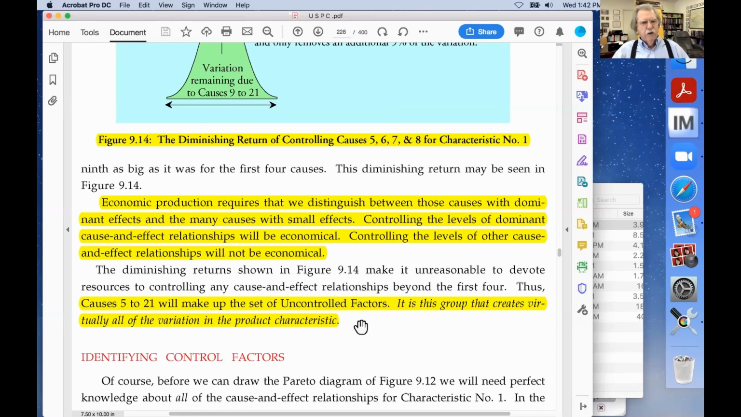Causes 5 to 21 make up the set of uncontrolled factors. Now, this is an important point. It is the group of uncontrolled factors that creates virtually all of the variation in the product stream. It's the common causes, what Deming calls them, I haven't given you that language yet. It's those factors 5 to 21 in this example that create the routine variation.